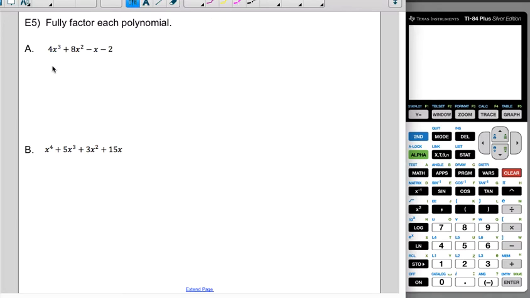So first thing we do is look for a GCF, and there isn't one. The easiest thing to spot to tell us there isn't a GCF is this negative x. Not everything has an x. There's no way we can take a number out of it.